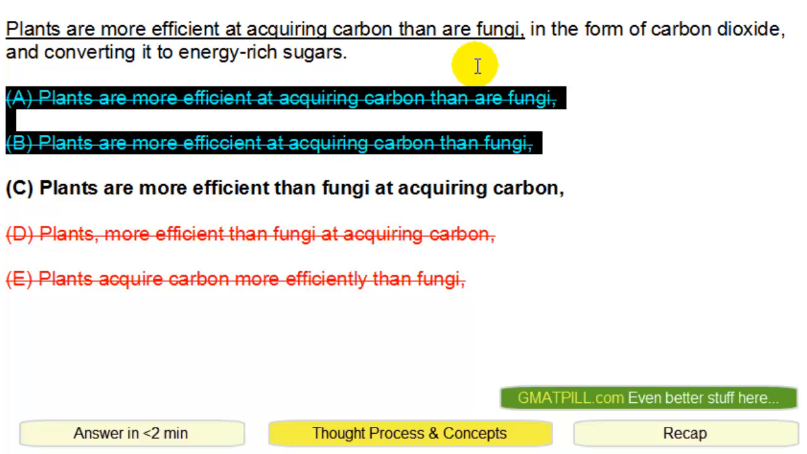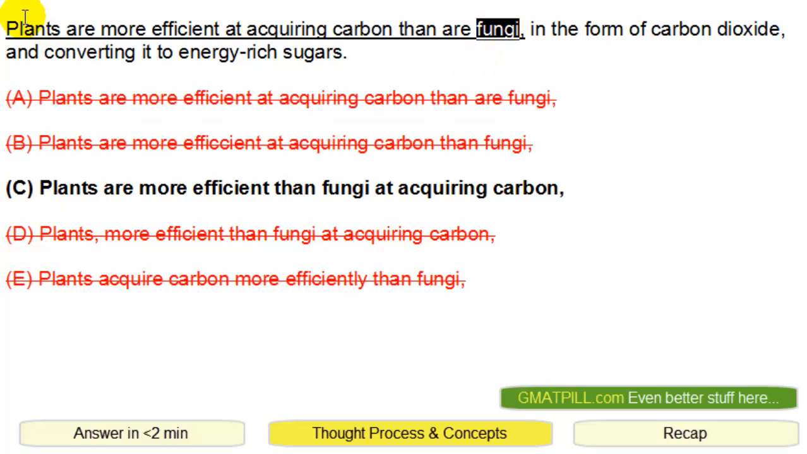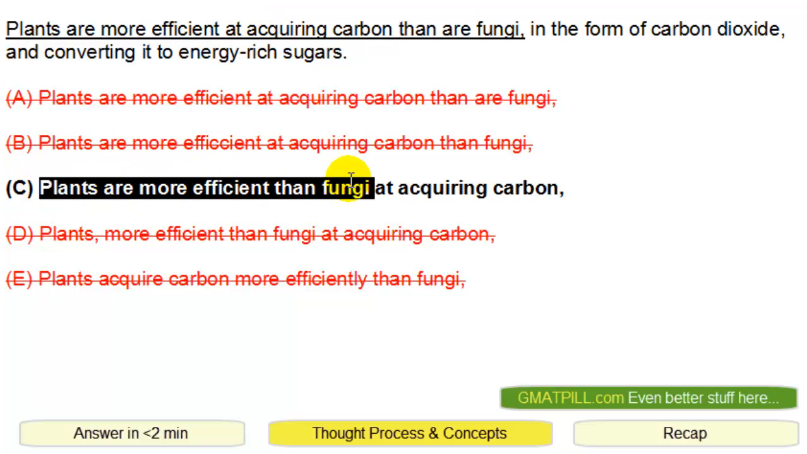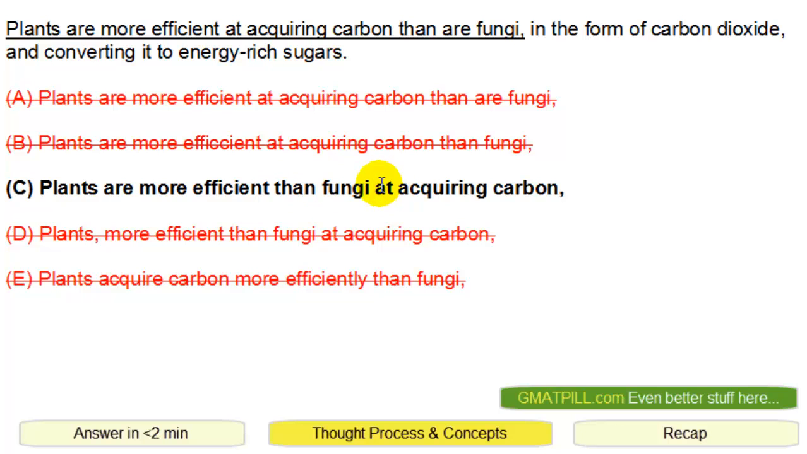What you're trying to say is you want to compare plants and fungi directly, and more specifically, you want to compare their ability to acquire carbon. And C does that perfectly by directly comparing plants and fungi and then mentioning their ability, right? Plants are more efficient than fungi at this particular ability and at acquiring carbon, comma, in the form of carbon dioxide. So carbon in the form of carbon dioxide makes sense.